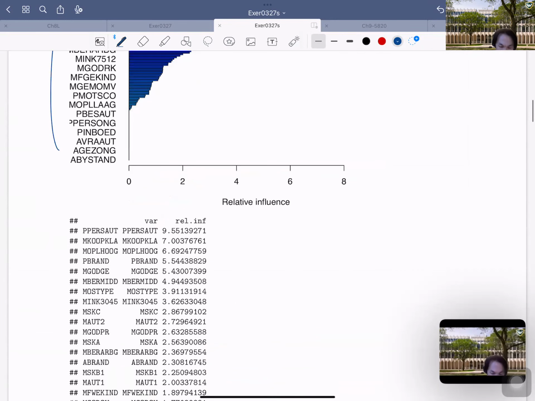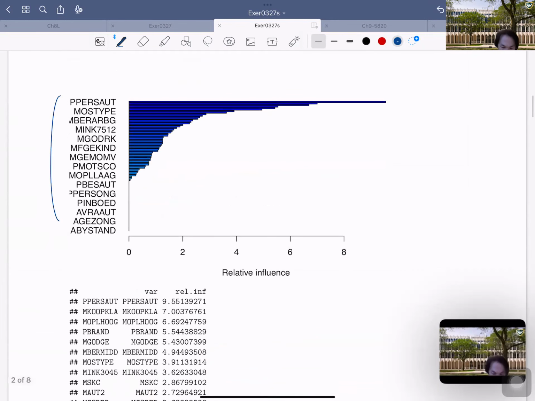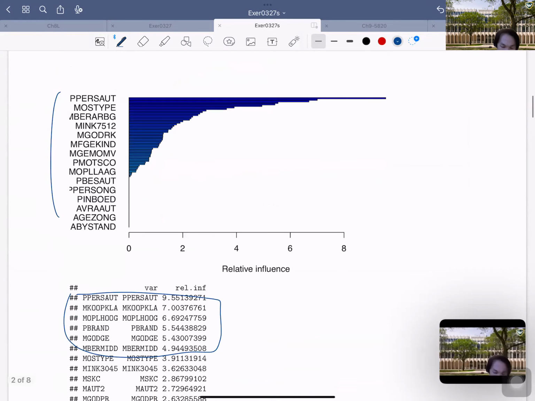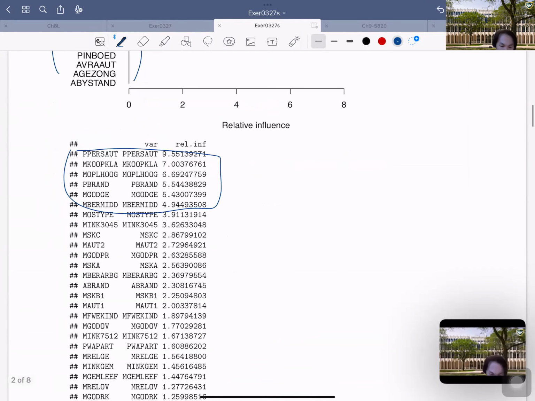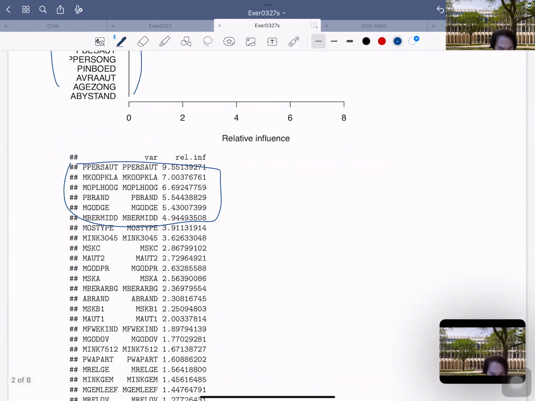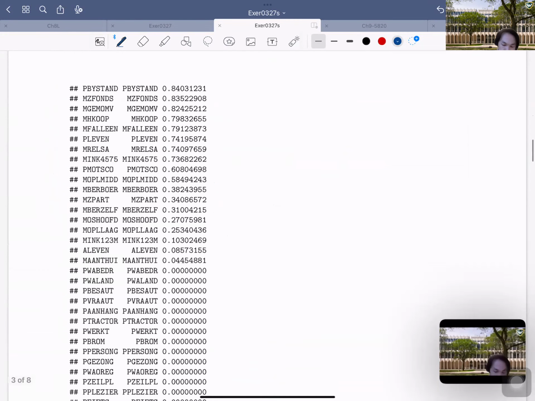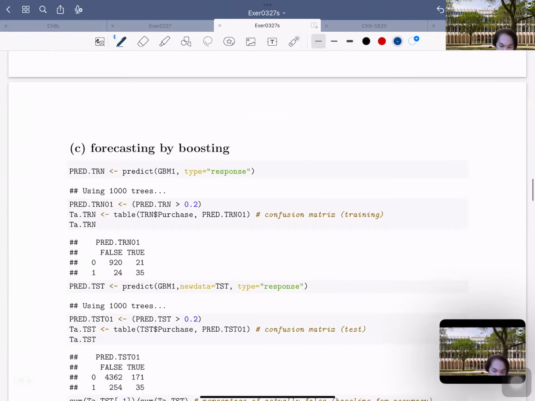So the useful predictors are maybe these predictors. You can see maybe half of the predictors are useful and the other half probably not at all. I don't know what predictors like PPAR, SAUT, or MKOOPKLA mean. I'm not exactly sure about this. But we have a list of predictors. Then we make a prediction.